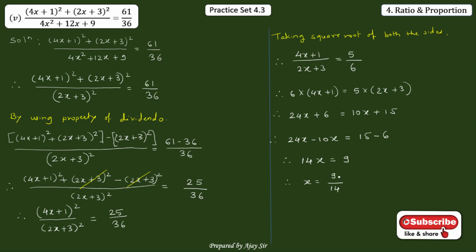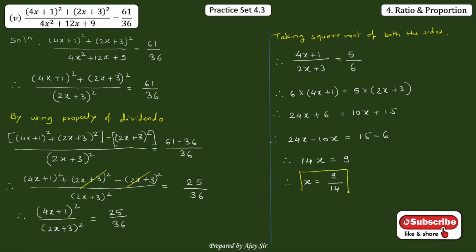Let us check further if it is divisible. In the table of 2, 9 is not there; in the table of 3, 14 is not there. So further it is not simplified, and therefore this is our solution.